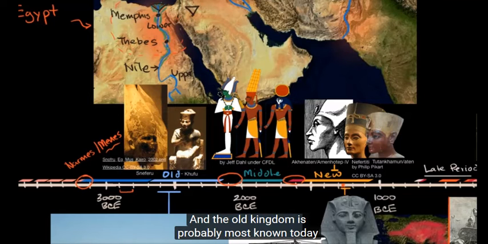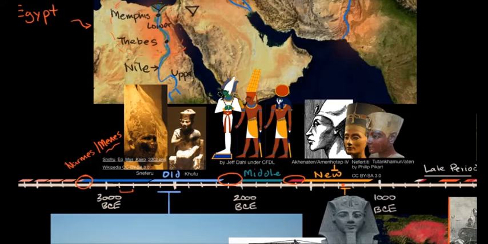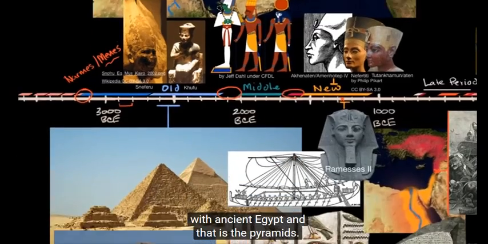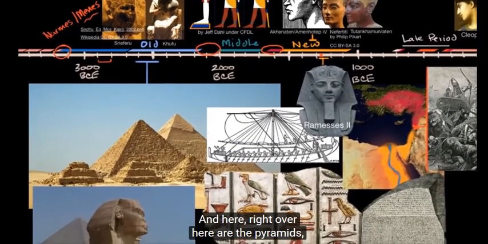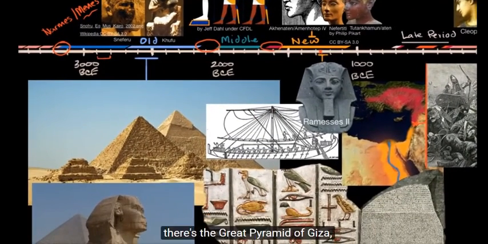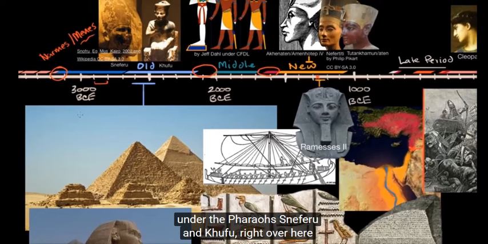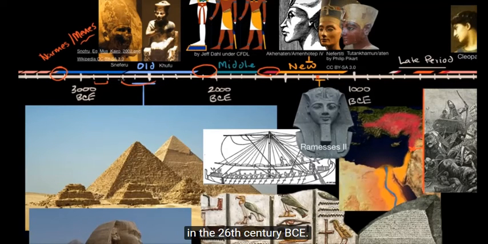And the Old Kingdom is probably most known today in our popular culture for what we most associate with ancient Egypt, and that is the pyramids. And here, right over here, are the pyramids. There's the Great Pyramid of Giza, which is near modern-day Cairo today. This is the Sphinx, and they were built in that Old Kingdom period under the pharaohs Sneferu and Khufu, right over here in the 26th century BCE.